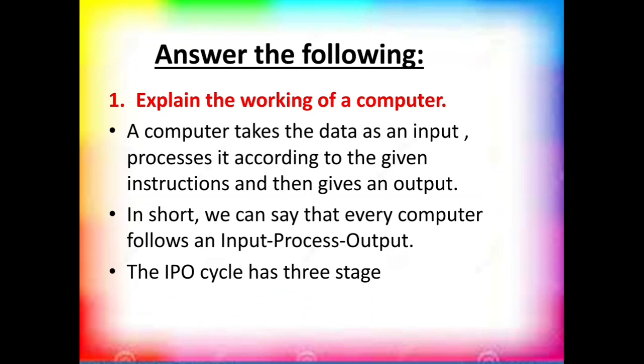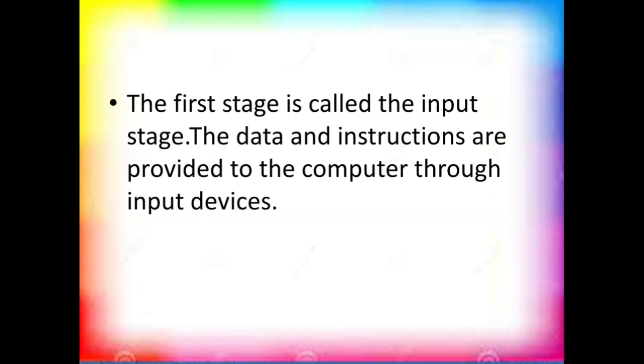So the IPO cycle has 3 stages. It follows the steps. Now see the first step. The first stage is called the input stage. The data and instructions are provided to the computer through an input device. So we have to give our data through the input device.